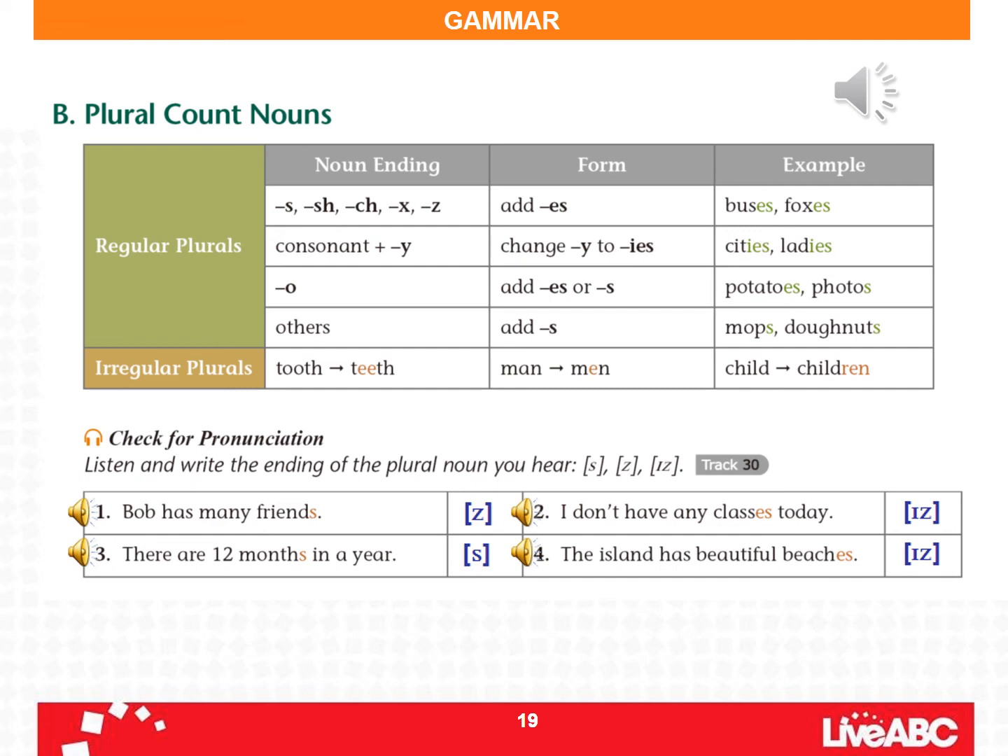Okay, so the pronunciation also is important. And this example that we have, Bob has many friends. There are 12 months in a year, month. Then, in the case of classes, we have to sound like this, classes. The island has difficult beaches. We have to sound the es at the end.